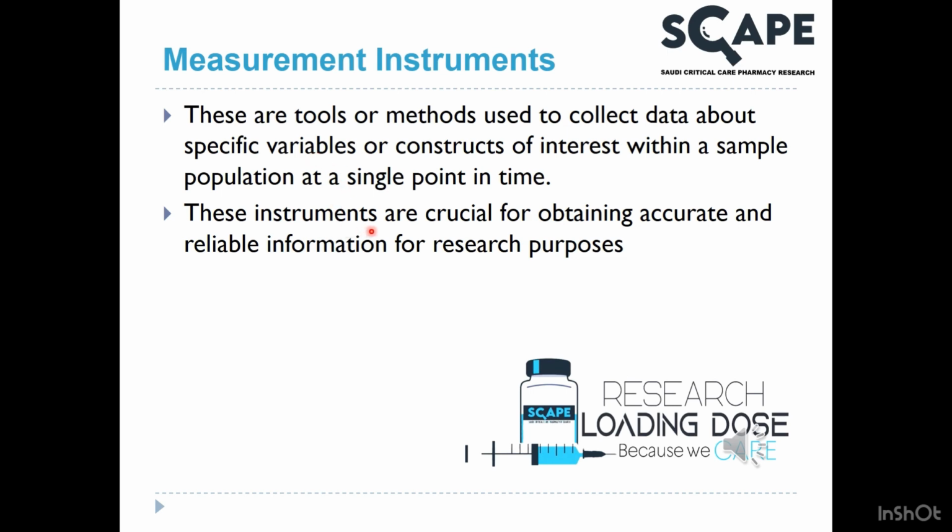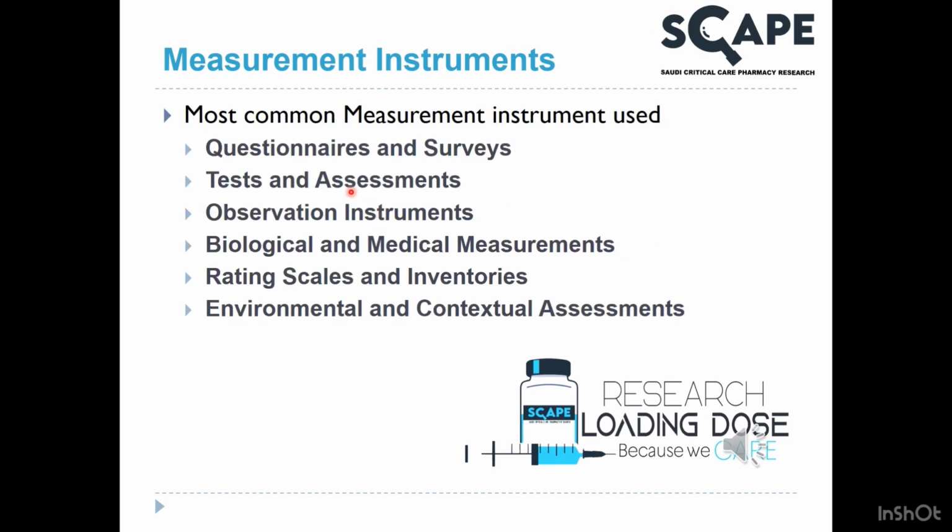These instruments are crucial for obtaining accurate and reliable information for research purposes. Measurement instruments typically consist of multiple items or questions meant to measure a specific construct. This could be a questionnaire assessing attitude, behavior, or psychological traits. And these are the most common types of measurement instruments: questionnaires and surveys, tests and assessments, observation instruments, biological and medical measurements, rating scales and inventories, environmental and contextual assessments.